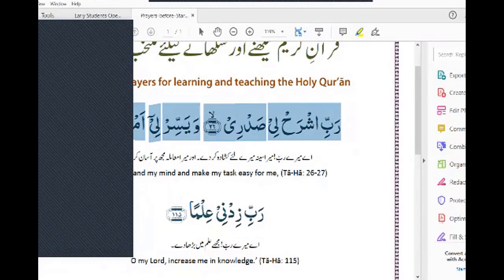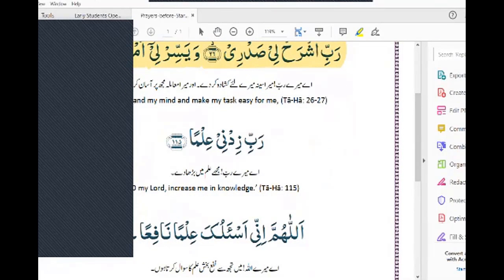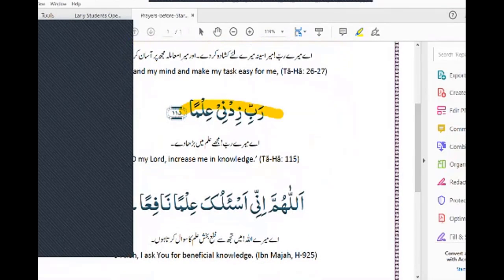So if you just follow me, please. And we're doing the second dua for today. Okay. So, A'udhu billahi minash shaitanir rajim. Bismillahir Rahmanir Rahim. Rabbi zidni ilma. Beautiful. Well done. Jazakumullah. Thank you so much for your help.